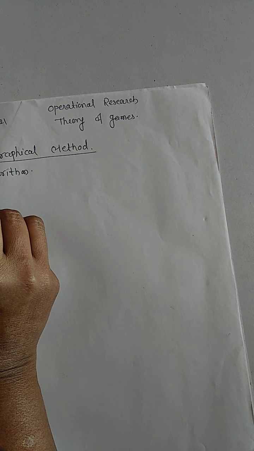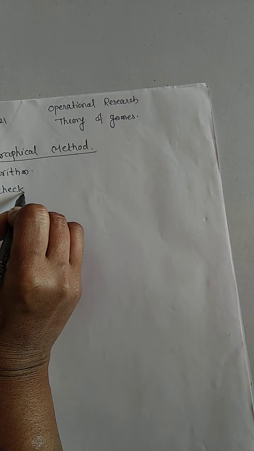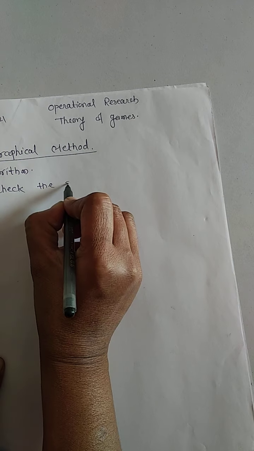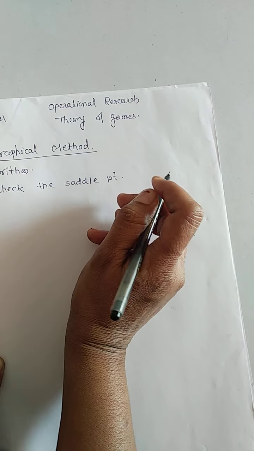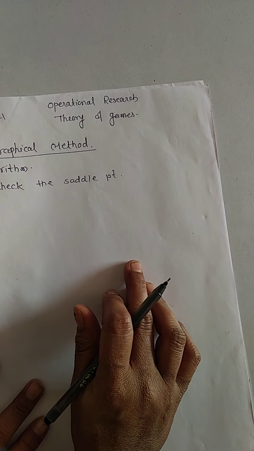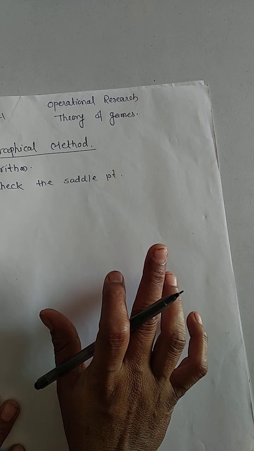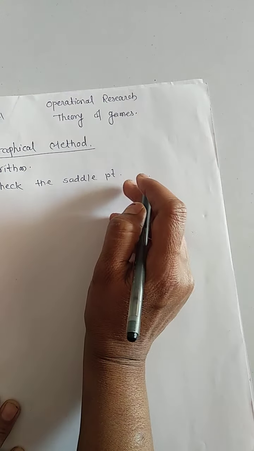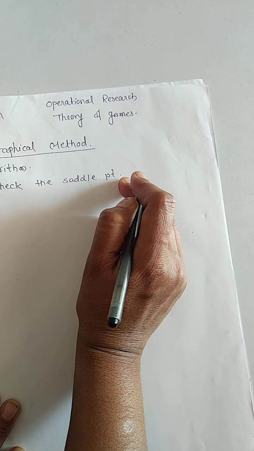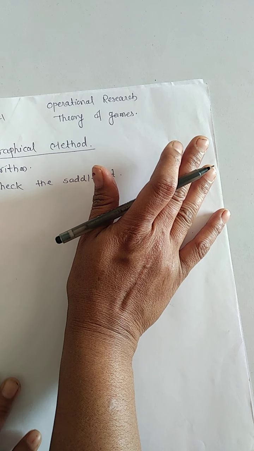In the first step, check the saddle point. Means if the saddle point exists, then it is the optimal strategy or a pure strategy. If a saddle point does not exist, then go to the second step.